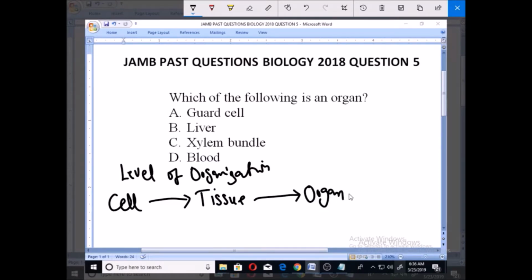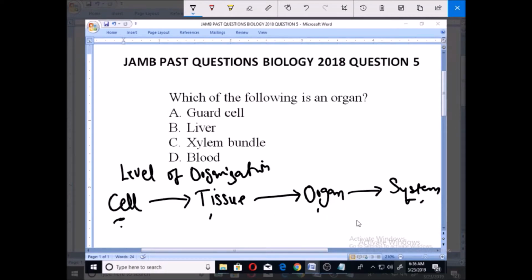Then if you have a group of organs coming together to achieve something, we'll call it a system. So system is the highest level of organization, whereas cell is the lowest level of organization. So you can see that the things you see in the body of organisms can fall under cell, tissue, organ, or system.